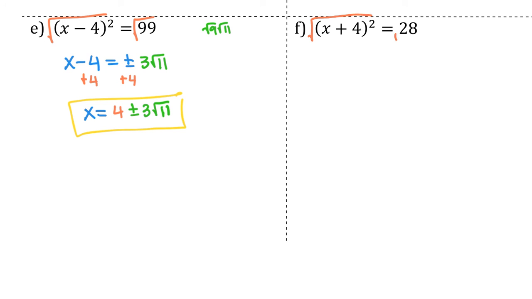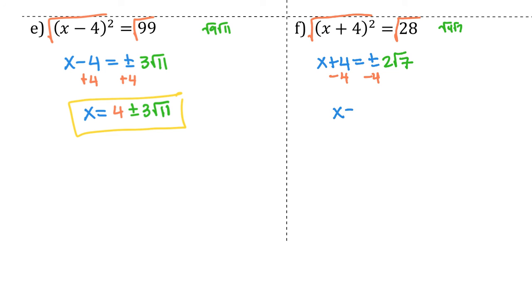x plus 4 equals plus or minus the square root of 28 is irrational. Does it simplify? It does simplify because it's 4 times 7. So I'm going to make it 2 square root 7. Then I'm going to go ahead and solve it. I'm going to subtract 4.